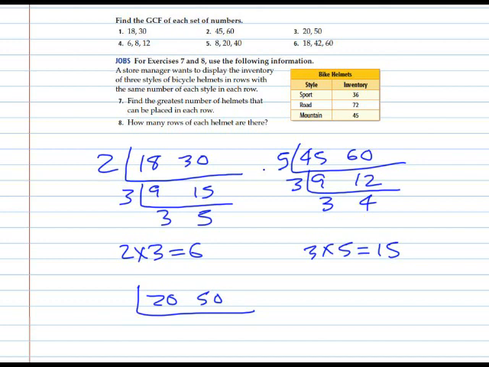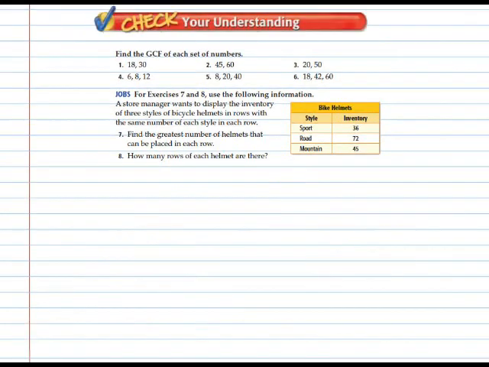Example number 3, 20 and 50. Again, somewhat obvious if you have good number sense. 10 is the greatest common factor. 2 and 5 are prime. My greatest common factor would be 10. On to the next page to do the 3.